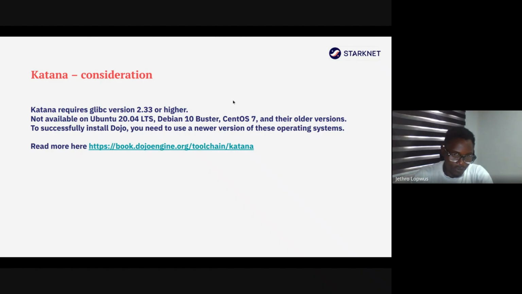Now this is what you should consider. If you want to run this Dojo, these are the requirements that you need on your system. You must have this version 2.33 or higher. And then it is not available on Ubuntu 20.04. If your Ubuntu is 20.04, it is not available actually. To successfully install Dojo, you need to use a newer version of your operating system. So for those of us who are using Ubuntu, that should be 22.04 or 24.04.